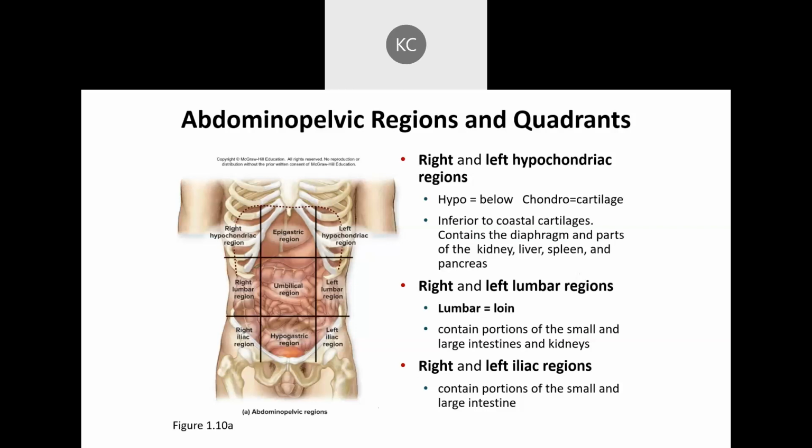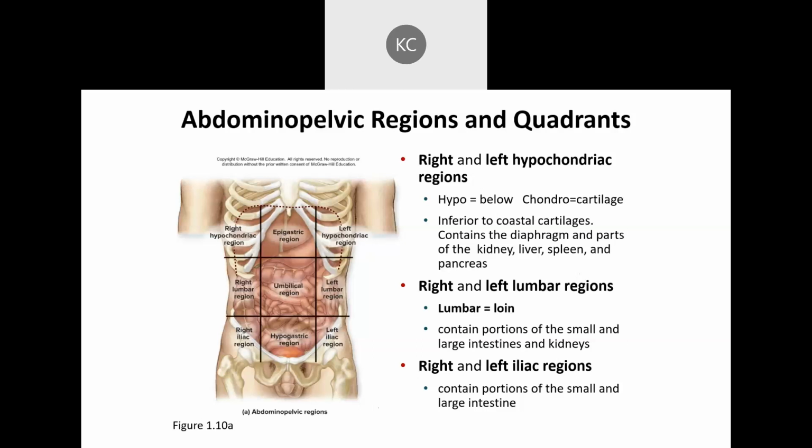Lumbar is referring to loin. If we were to spin this model around 180 degrees, we would see that we're in the area of the lumbar region, so the lumbar back. So this is referring to that area. We also may have parts of our kidneys here, and then mainly digestive viscera, so parts of small and large intestine. Okay. And then lastly, we have our iliac regions.